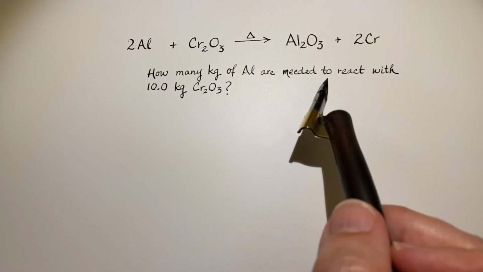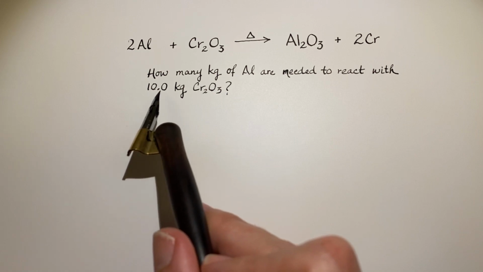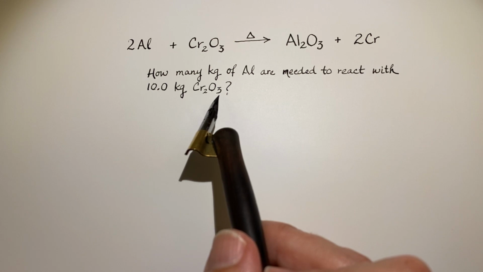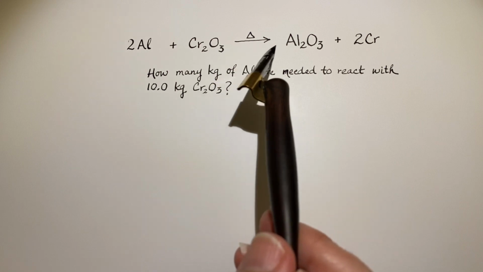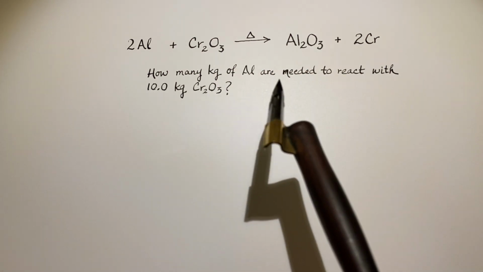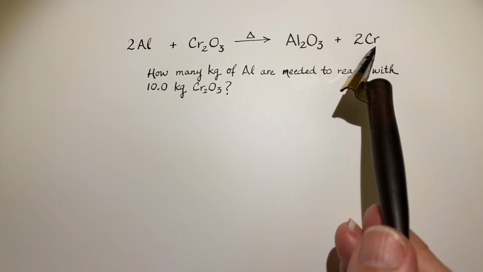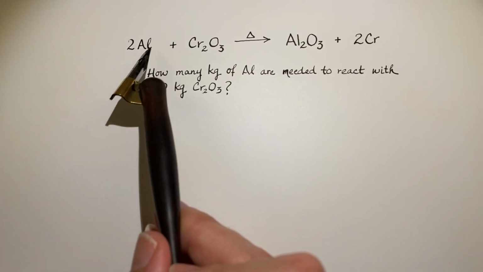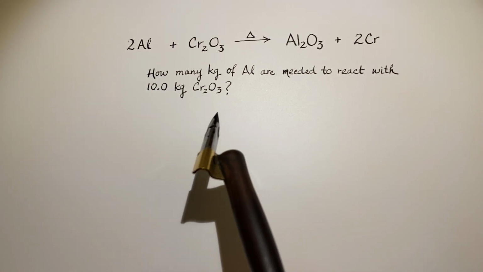So here, imagine that you had 10.0 kilograms of this chromium 3 oxide. And you're trying to figure out, all right, I want to carry out this reaction. And this is, by the way, one of the ways you can produce pure chromium metal that's used. So imagine you're trying to figure out, all right, how much aluminum do I need for this?